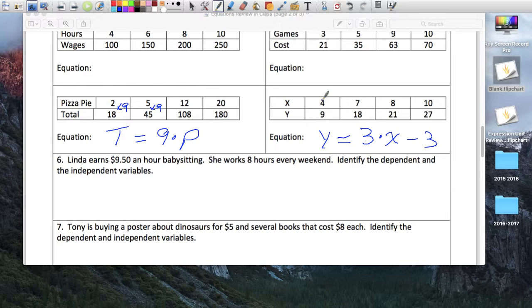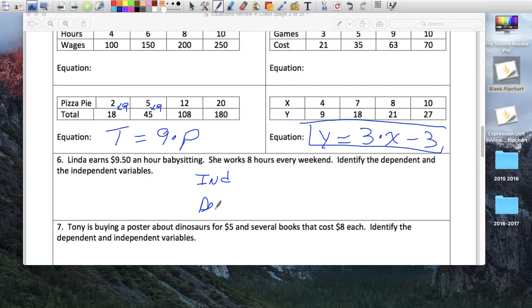So 3 times 4 is 12, minus 3 is 9. That works. 3 times 7 is 21, minus 3 is 18. Good, that works. 3 times 8 is 24, minus 3 is 21. So see, this particular equation, to find y, I need to do this to the x. Okay.